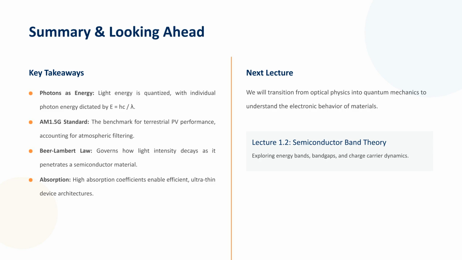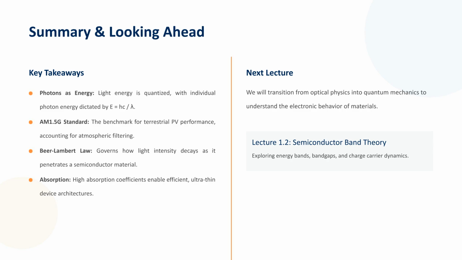Finally, why is the precise depth of absorption so critical for researchers? Because it dictates exactly where our charge carriers are born. This brings us to the optical generation rate, G of x. This function represents the number of electron-hole pairs generated per unit volume, per second, at a specific depth x. It is directly proportional to the absorption coefficient and the incident photon flux, G of x equals alpha times phi naught times e to the power of negative alpha x.